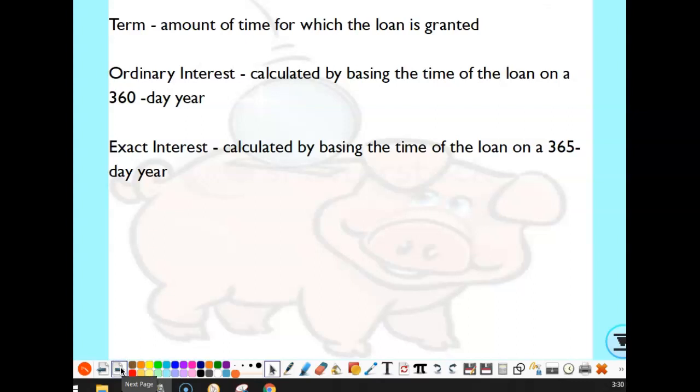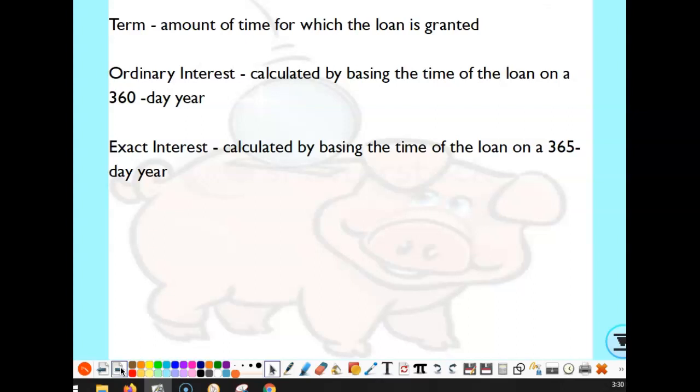So some definitions that are going to be important for us, just mostly for this section. Term is something that we're going to talk about throughout all the different kinds of loans, whether they're single payment or installment. Term is just how long the loan is for. Is it 8 months? Is it 32 months? Is it 24? It's usually a multiple of 6, like 6, 12, 18, 24, 30, 36, something like that.